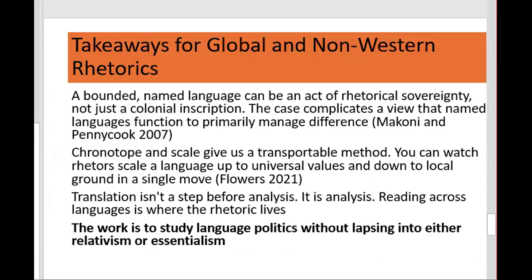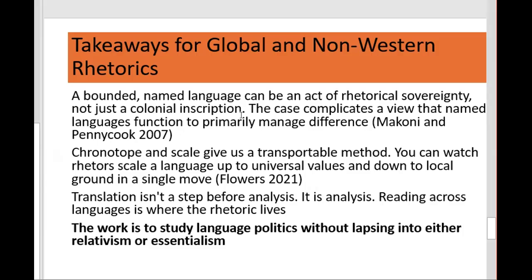So that's sort of the chronotopes and what it allows us to do. So the bounded named language can be an act of rhetorical sovereignty, not just colonial inscription. And this is one of the arguments I'm making in the book. Some of the arguments that have been made in the translingual sense is that the idea of a named language is always a colonial imposition, that it was invented by the British or the colonialists to create this thing. And Dr. Biswas's point earlier about Hindustani being turned into Urdu and Hindi is speaking to some of those distinctions that emerged with British colonialism. Same with Bangla. It emerges in a certain moment in the modern concept.